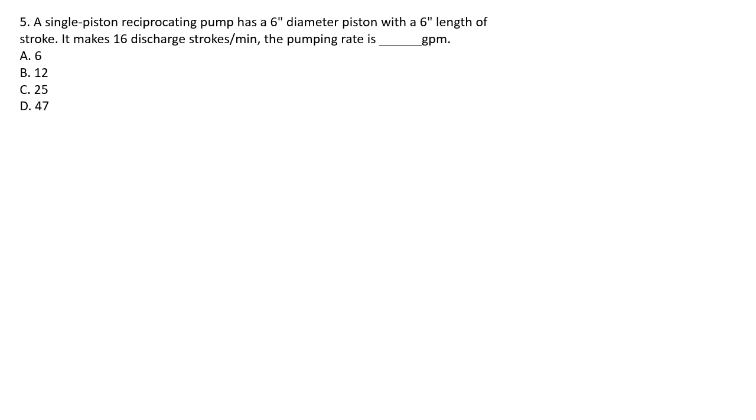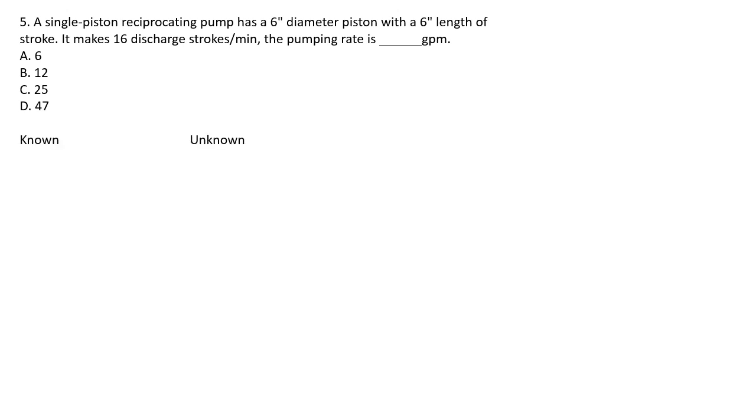Question 5. A single piston reciprocating pump has a 6-inch diameter piston with a 6-inch length of stroke. It makes 16 discharge strokes per minute. The pumping rate is how many gallons per minute? Say that 6 times fast.